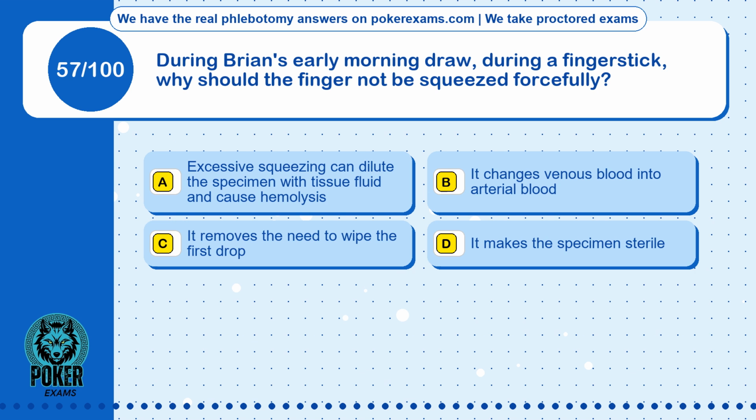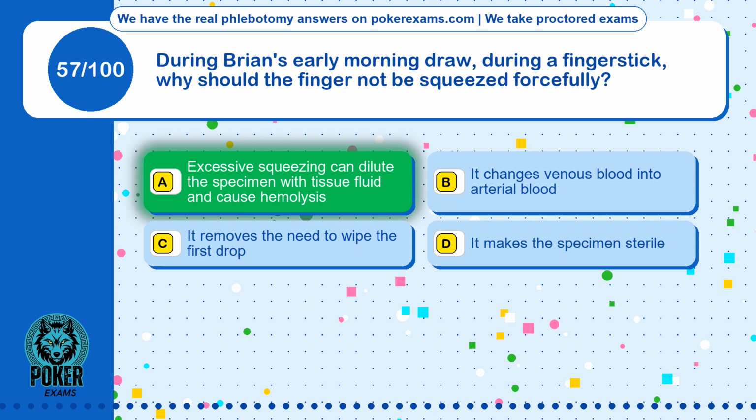Question 57. During an early morning draw, during a finger stick, why should the finger not be squeezed forcefully? Option A. Excessive squeezing can dilute the specimen with tissue fluid and cause hemolysis. Option B. It changes venous blood into arterial blood. Option C. It removes the need to wipe the first drop. Option D. It makes the specimen sterile.